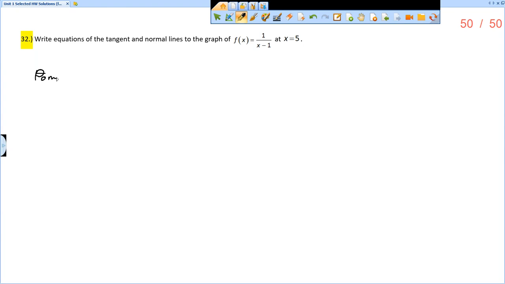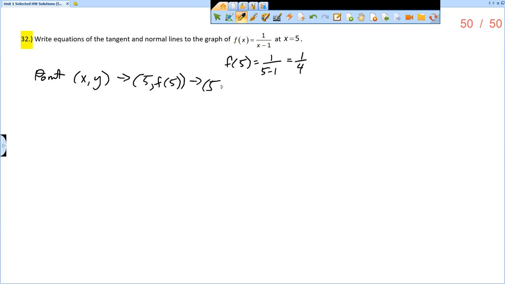All right, so we're going to start off with a point. The point is going to be x comma y, right? So x is going to be 5 and y is going to be f of 5. Now I need to evaluate f of 5. That would be 1 over 5 minus 1, or 1/4. So our point then is 5 comma 1/4.